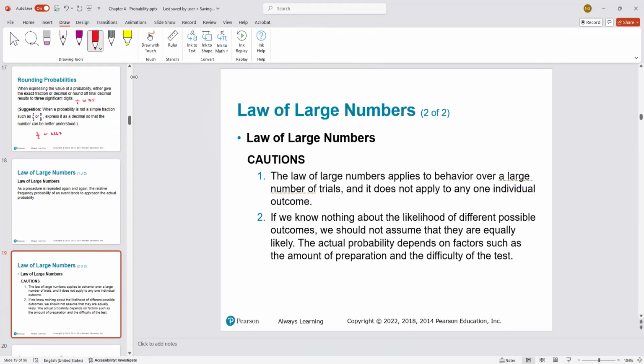any one individual outcome. If we know nothing about the likelihood of different possible outcomes, we should not assume that they are equally likely.